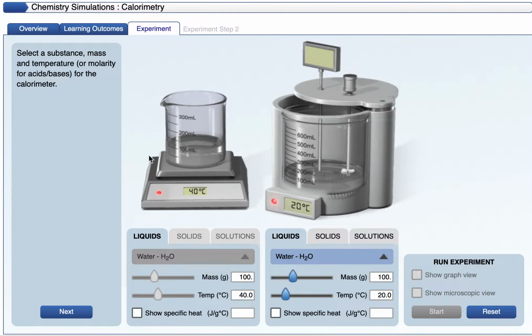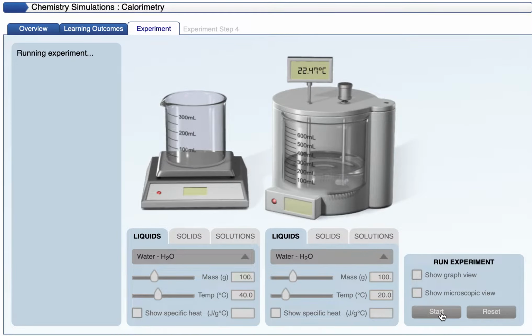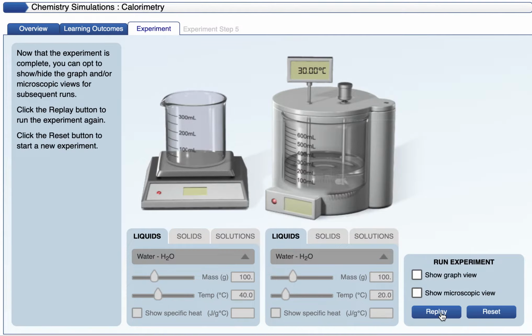So the beaker that has the 40 degrees Celsius water is at a higher temperature. It has more internal energy, and I'm going to go ahead and start the simulation. I'm going to mix them together, and we'll see what happens in terms of them reaching some equilibrium temperature. So the calorimeter is going to cause the two to mix together, and the higher temperature object is going to lose energy, so its temperature is going to drop, and then the cooler object is going to gain energy and its temperature is going to rise.